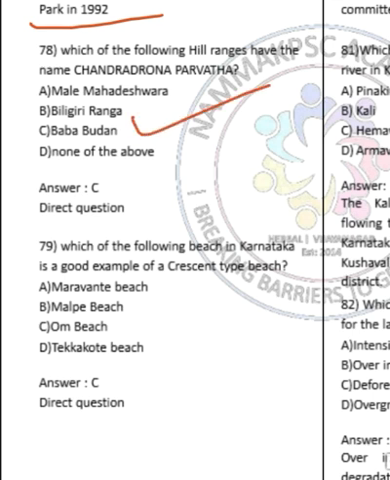Answer is option C, Baba Budangiri, a direct fact. Moving ahead to question number 79, it is asking which of the following beach in Karnataka is a good example of a crescent type of beach. Answer is option C, Om Beach. So again a fact.